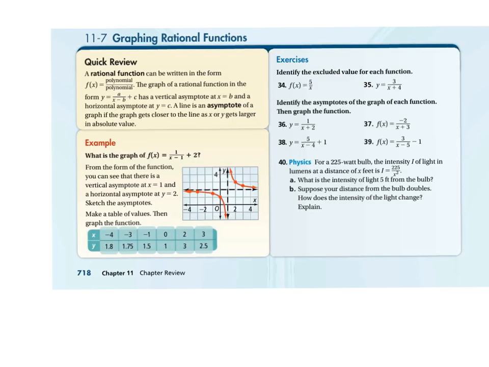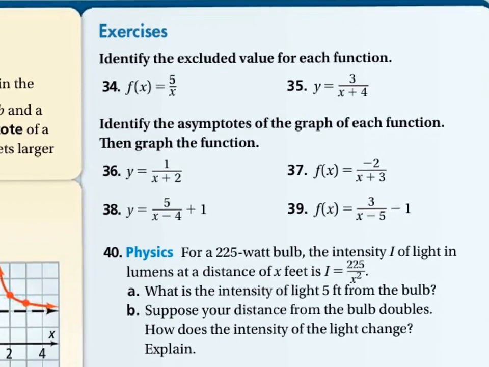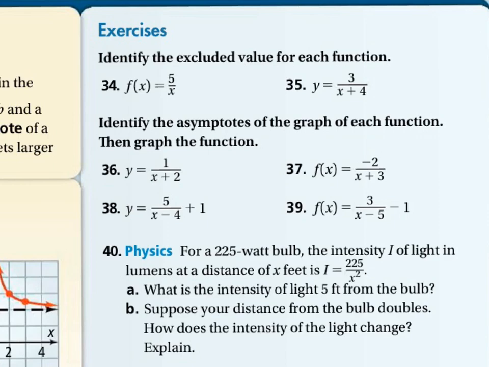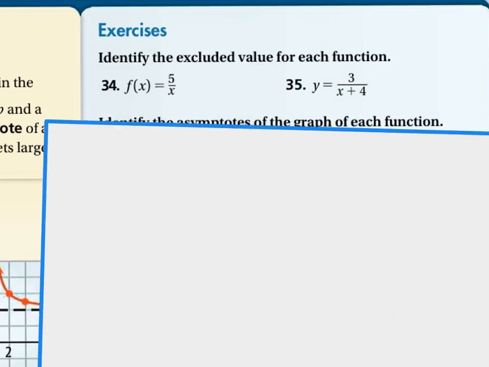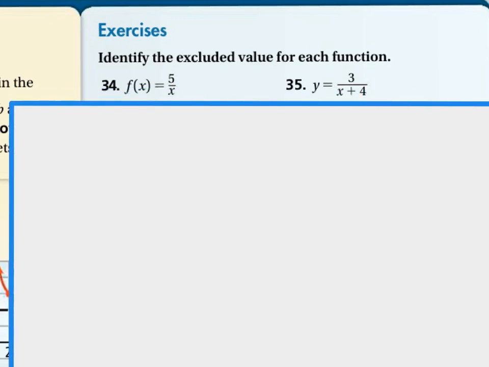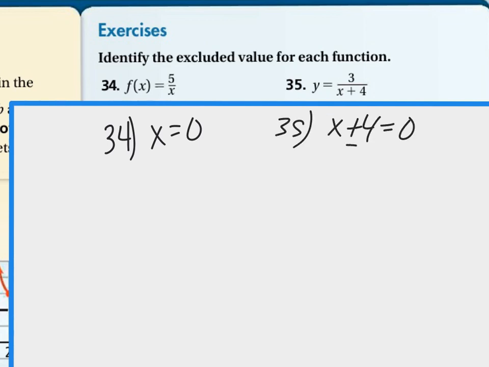Section 7 is on graphing rational functions. So if we look at this first part, number 34, they want us to identify excluded values. So that would be what would make our denominator equal to 0. So in 34, our excluded value would be x equals 0. 35, denominator was 0, so x plus 4, if that was 0, then x would be equal to negative 4, would be our excluded value.